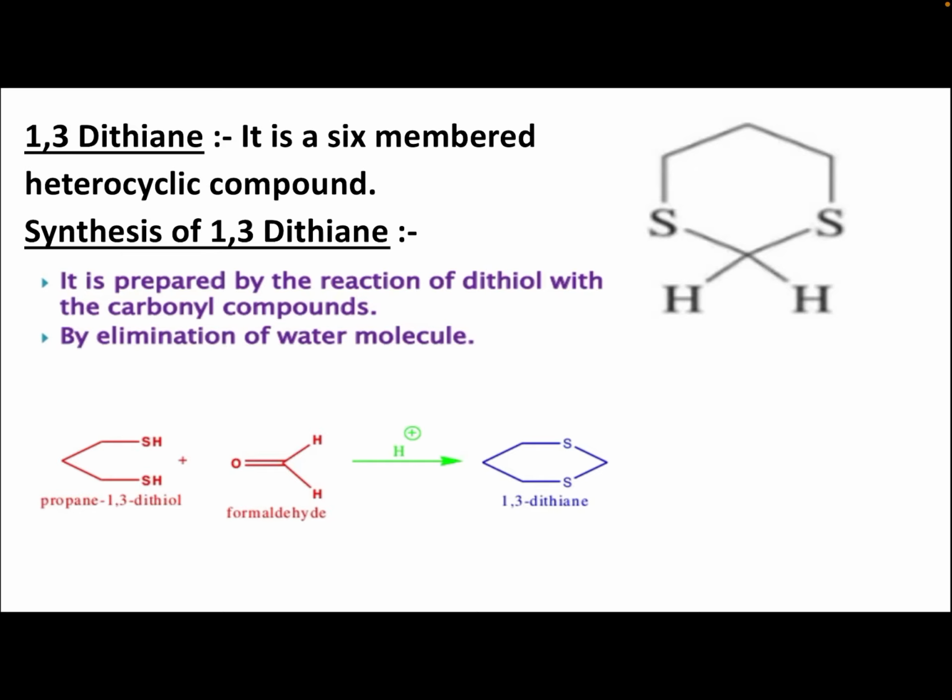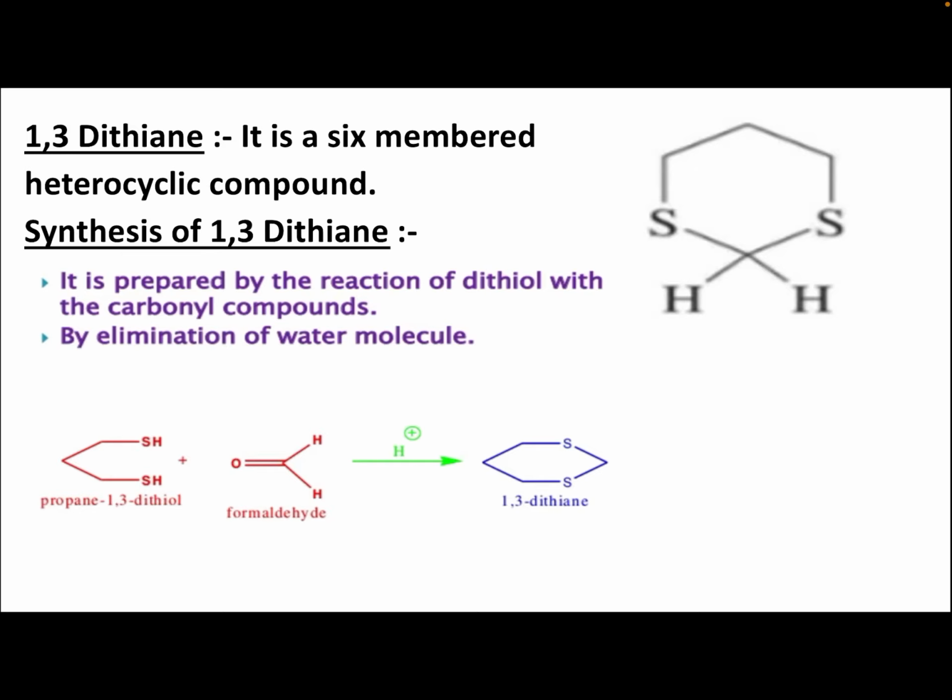1,3-dithiane. It is a 6-membered heterocyclic compound. You are seeing 1,3-dithiane is a 6-membered heterocyclic compound. That means three are carbons and two are sulfur atoms, and below one more carbon is there and two hydrogens are there. So this is the 1,3-dithiane reagent.